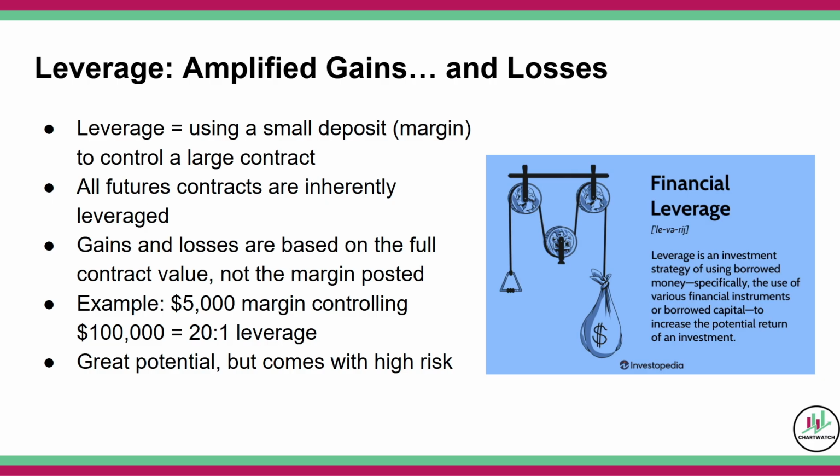Obviously, there is a catch. Your profits and losses are still calculated based on the entire contract, not the $5,000 you posted. So if the price moves 1% in your favor, you can make $1,000 in the snap of a finger. That's a 20% gain on your $5,000 margin. However, if the price moves 1% against you, you lose $1,000, a 20% loss to your account. That's the double-edged sword of leverage.